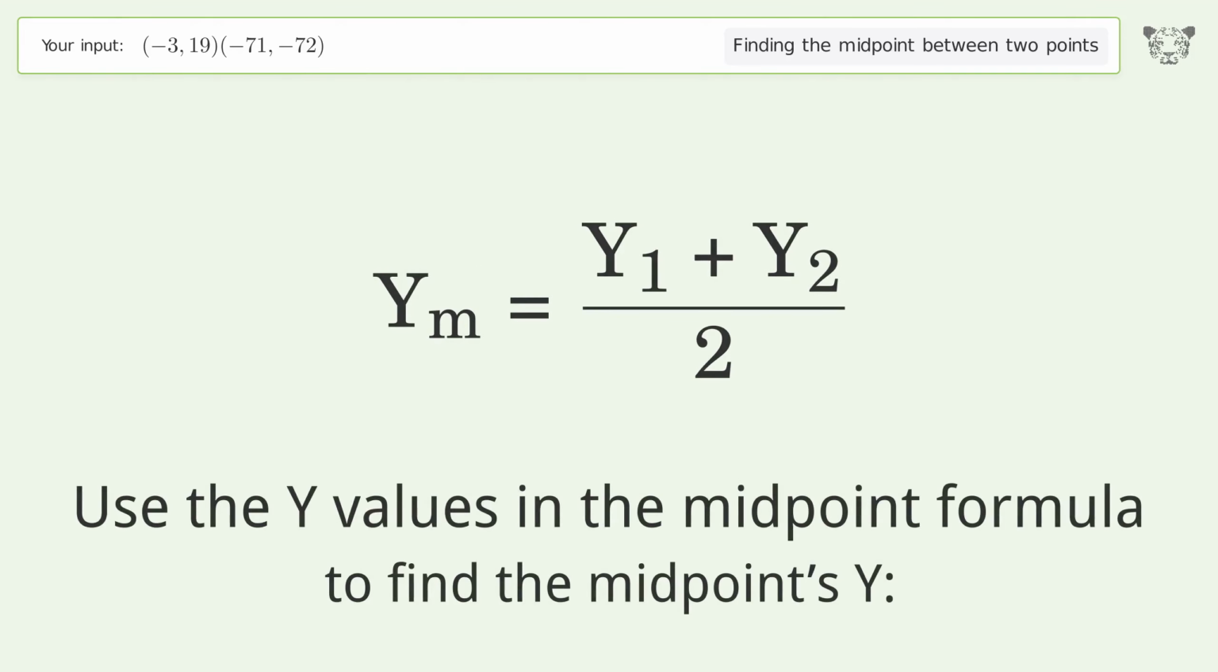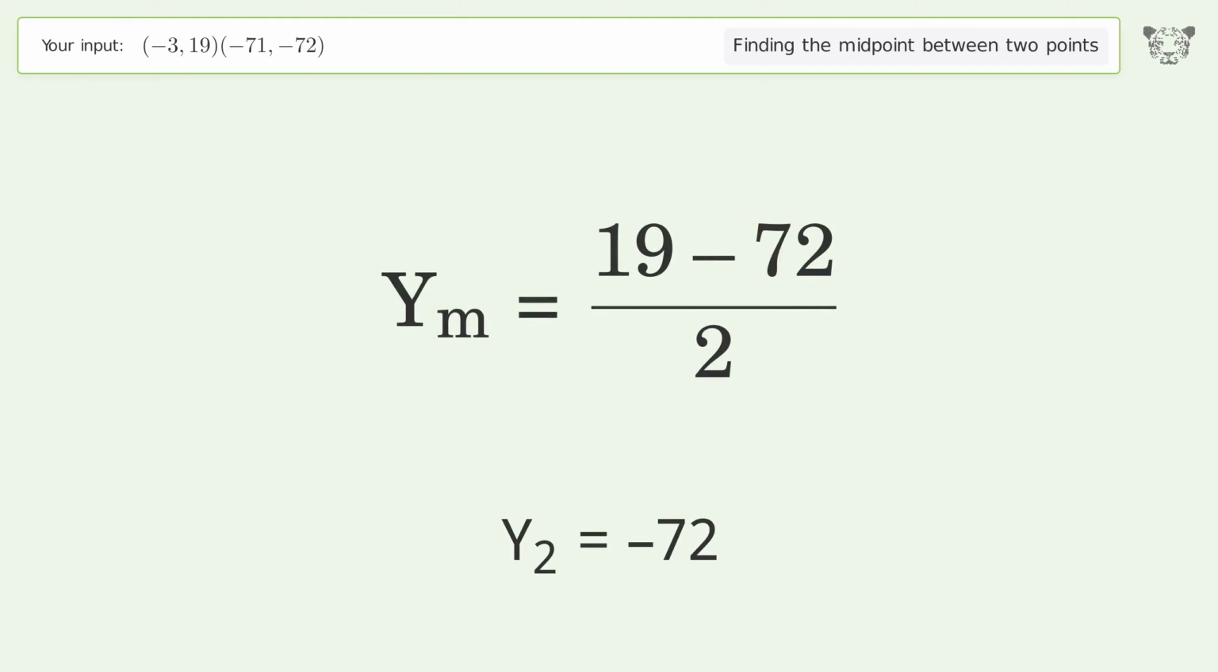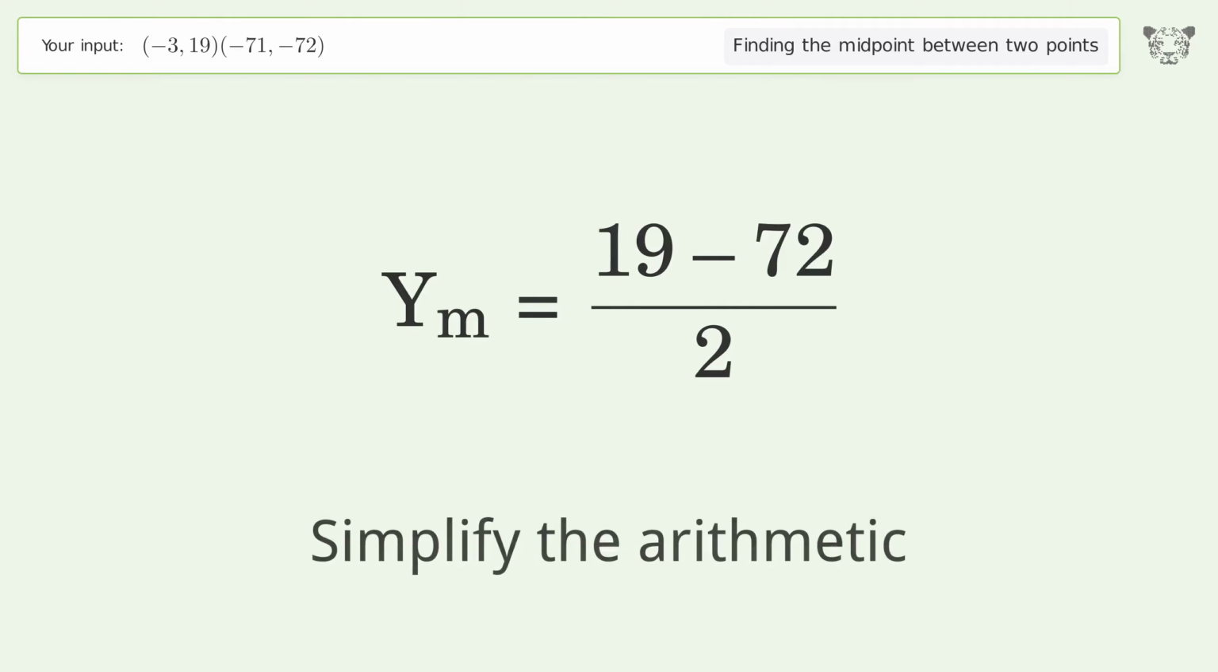Use the y values in the midpoint formula to find the midpoints y. y1 equals 19. y2 equals -72. Simplify the arithmetic.